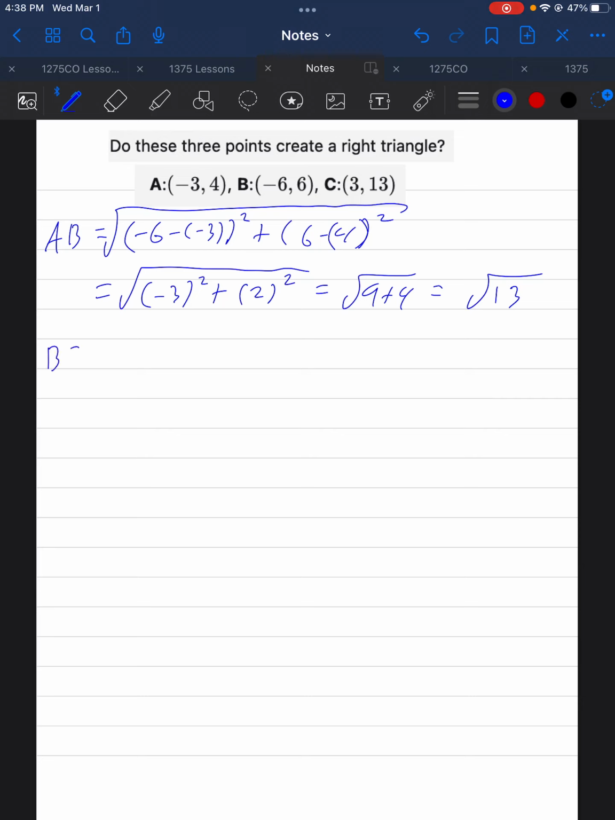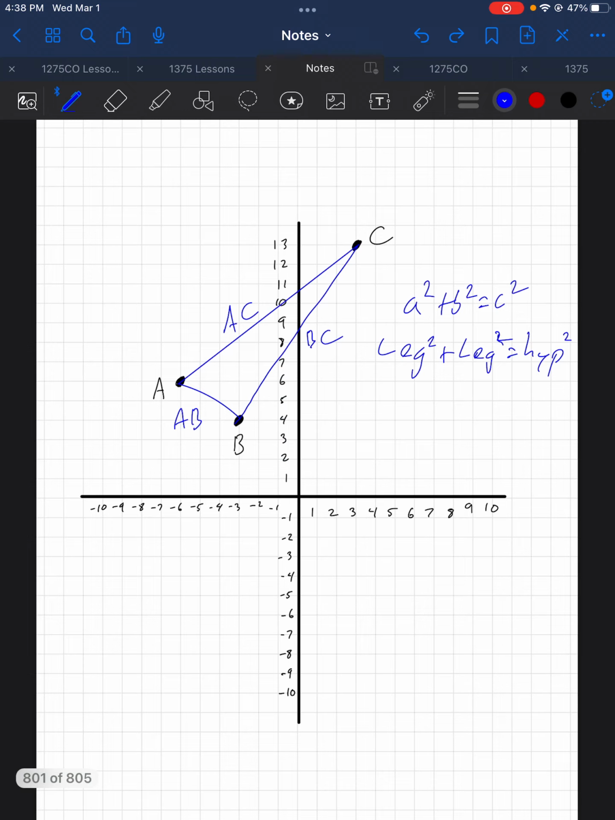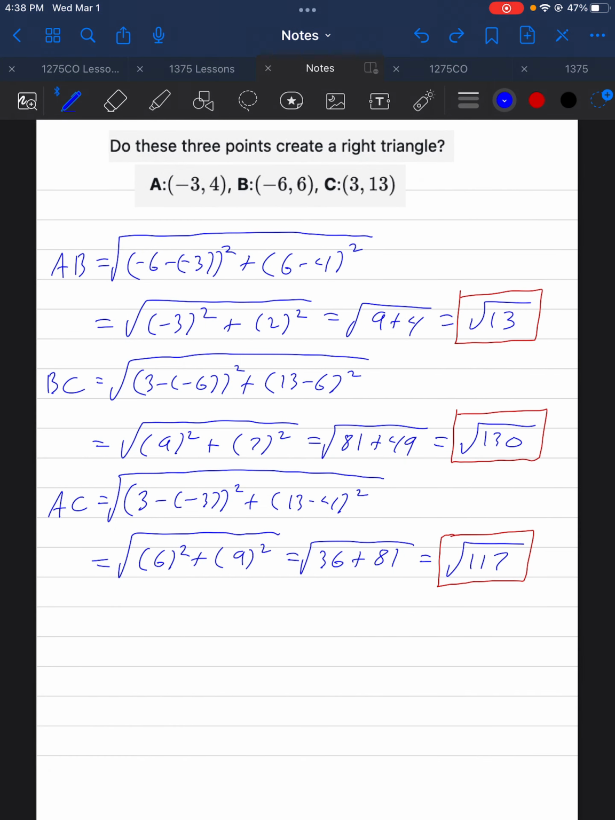Now we're going to repeat this for B and C. That's these two. And then we're going to repeat it again for AC. That's A and C, those two. And I've done that right here. Plugged in the appropriate values. So we got the square root of 130. Plugged in the appropriate values for A and C. And then we got the square root of 117.